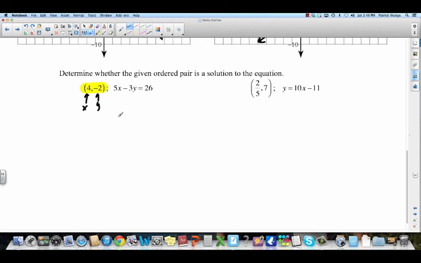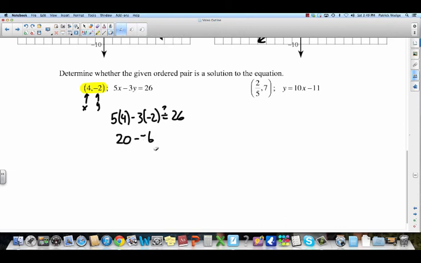So all you do is plug those points in. 5 times x, which is 4, minus 3 times y, which is negative 2, equals 26. Or is it? We don't know, so I'm going to put a question mark on top. It might be 26, we're not sure. 5 times 4 is 20. Now, you can either think of this as negative 3 times negative 2, which is positive 6. That's the way I like to do it. But I find a lot of people go, take away 3 times negative 2 is negative 6, and then that becomes positive. So whichever way you like.